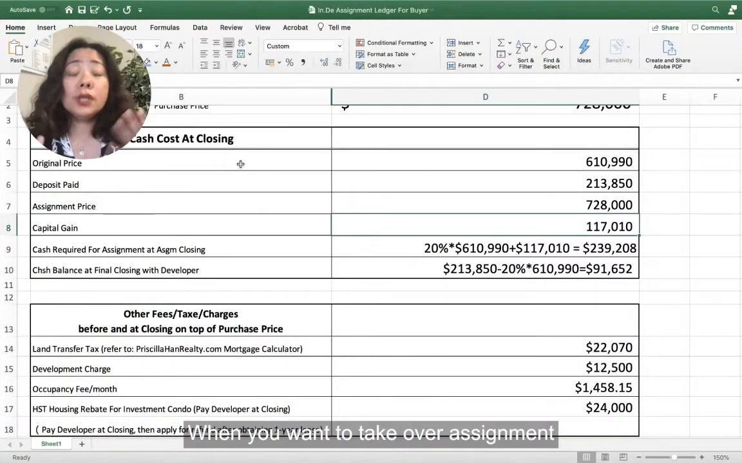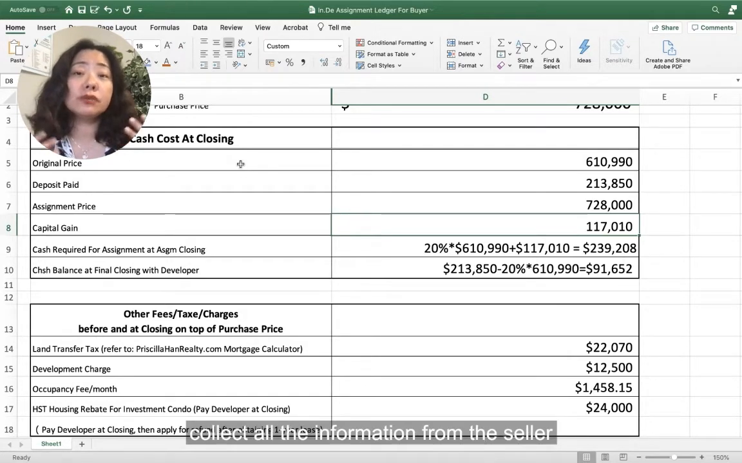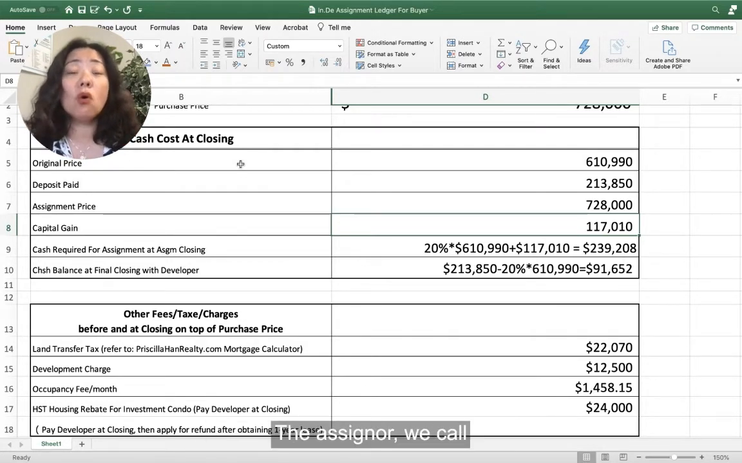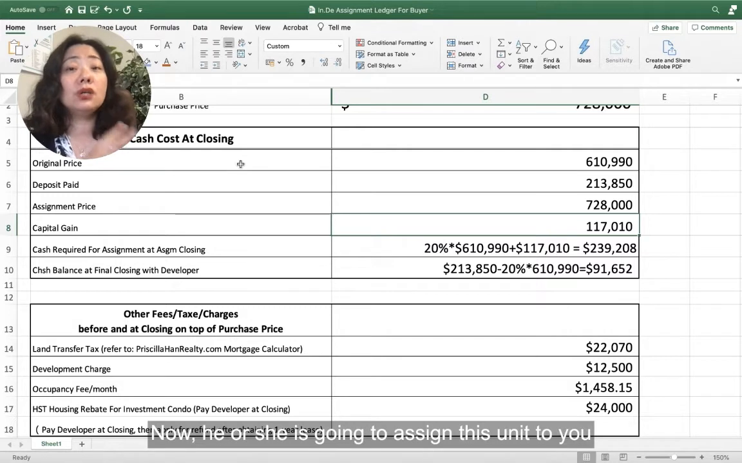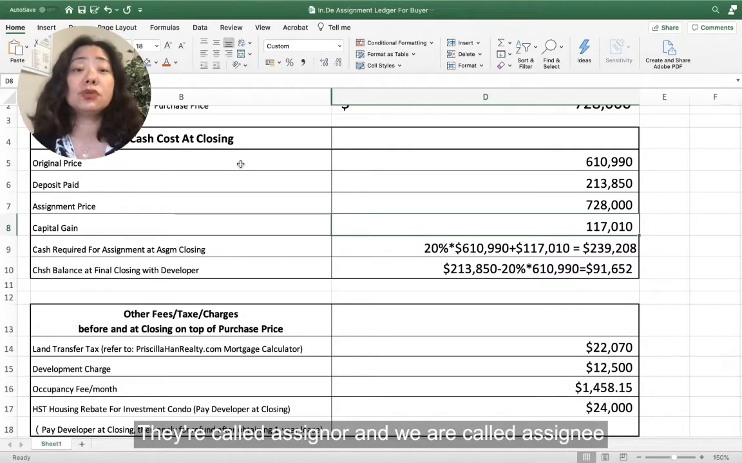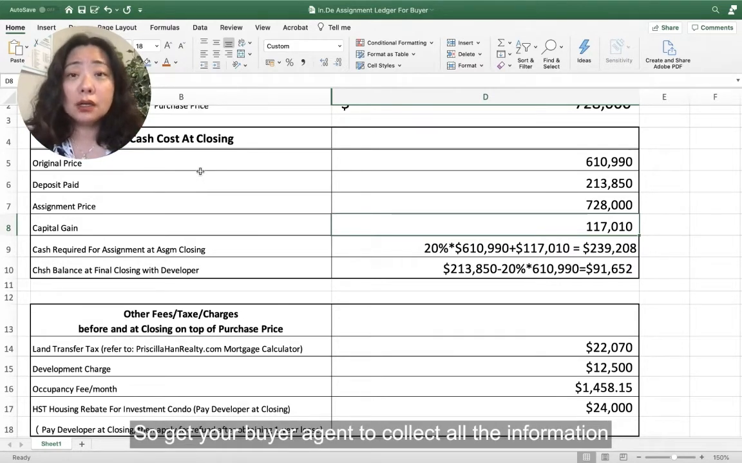When you want to take over an assignment, you first will ask your buyer agent to collect all the information from the seller, the assignor we call. The assignor is the one who originally purchased this unit from the developer. Now he or she is going to assign this unit to you. They're called assignor, and we are called assignee when we want to buy an assignment. So get your buyer agent to collect all the information.